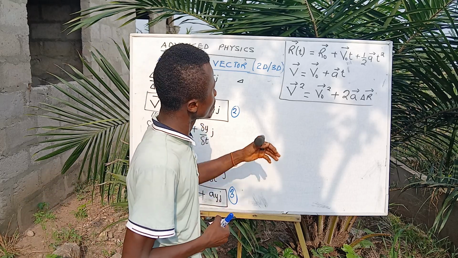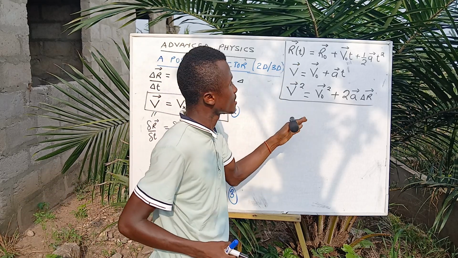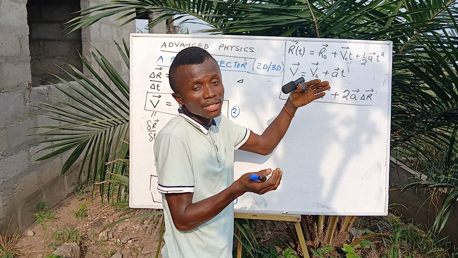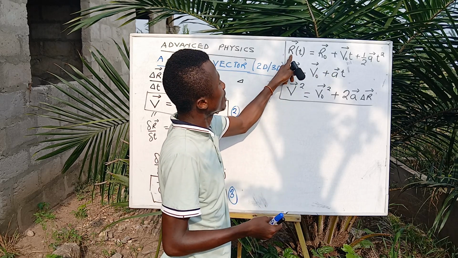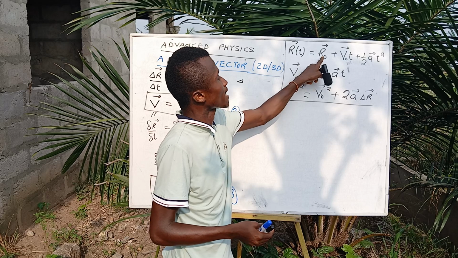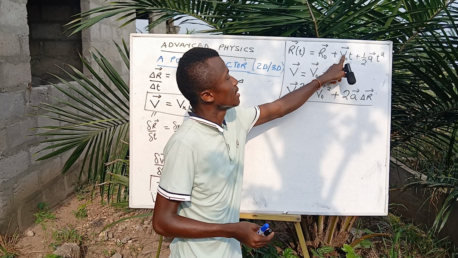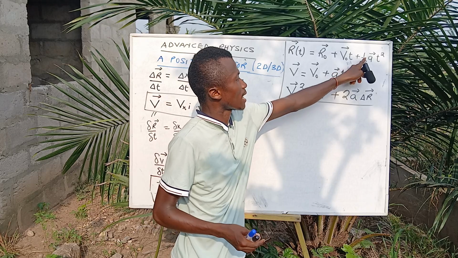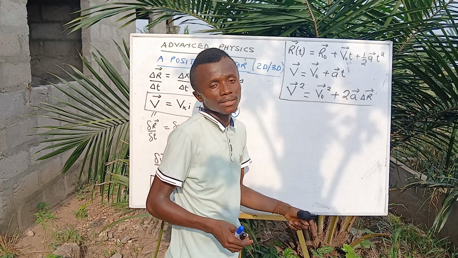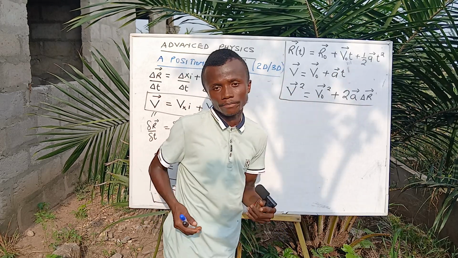And the beauty of these equations is that you can split them. So if you want the x component, just write x of t is equal to x naught plus vx naught t plus half ax t squared. If you want the y, then do the same.